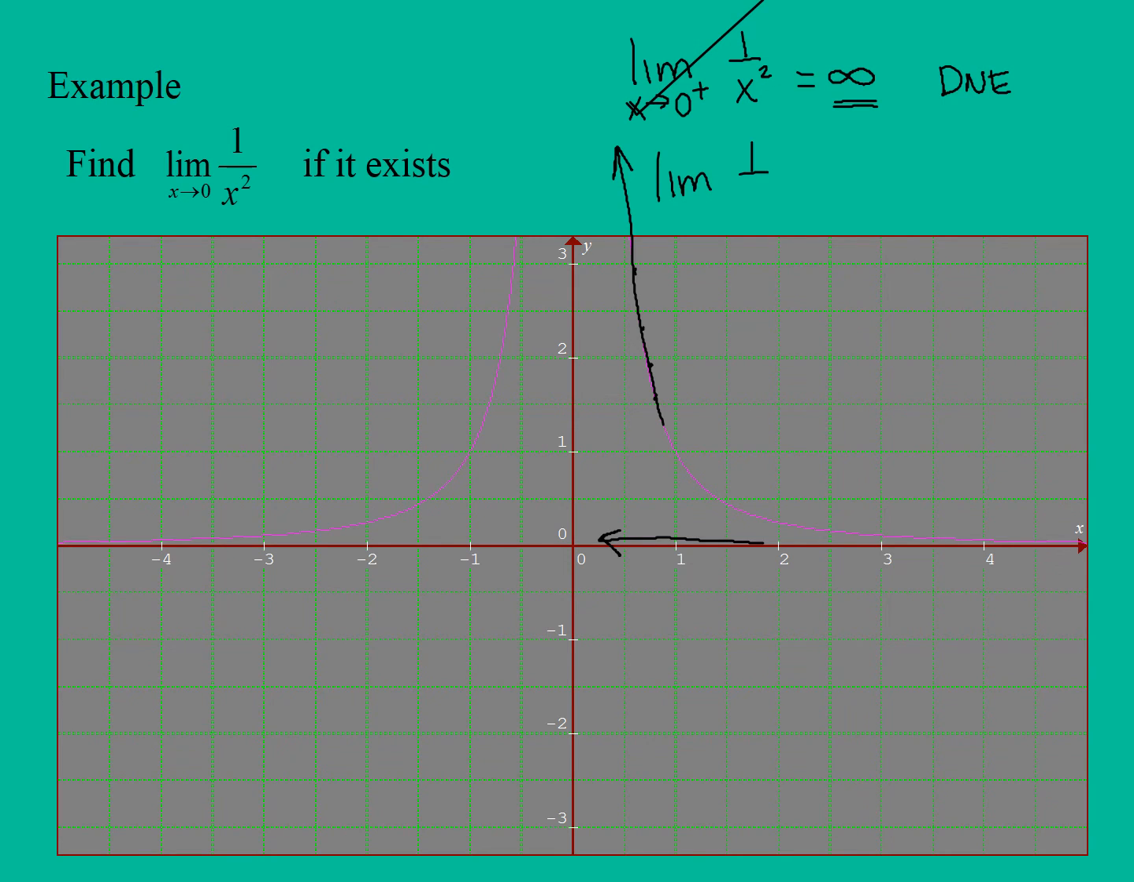Let's look at the other one-sided limit of 1 divided by x squared as x approaches 0 from the left. If we let values of x get closer and closer to 0 from the left, we see the y values are also going off to infinity. So I am going to write the informational limit infinity.